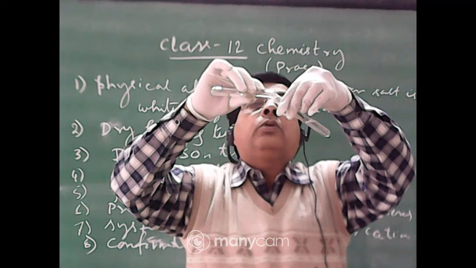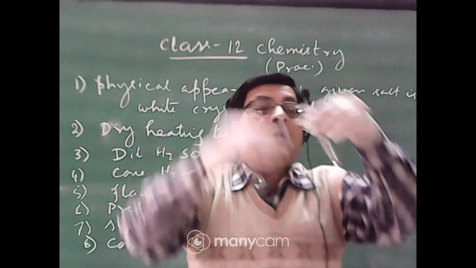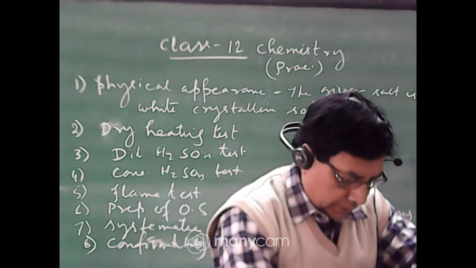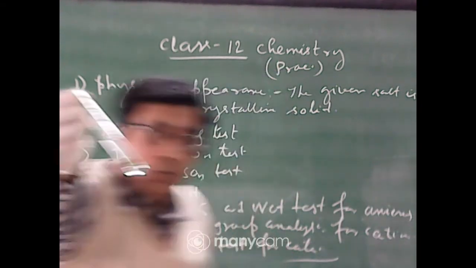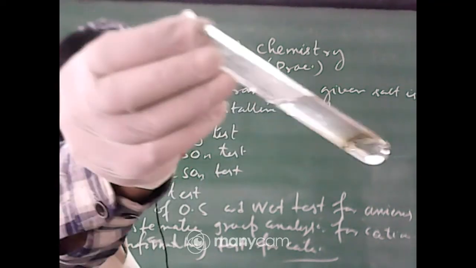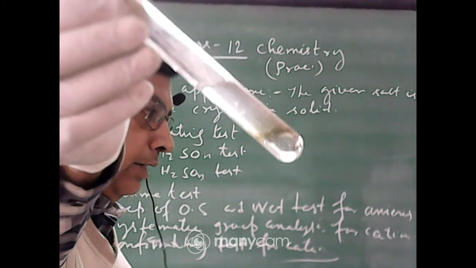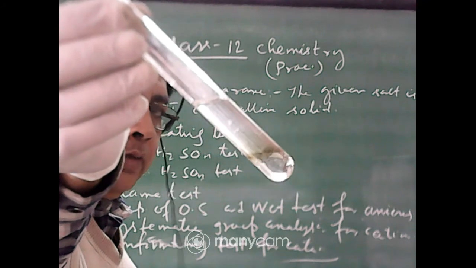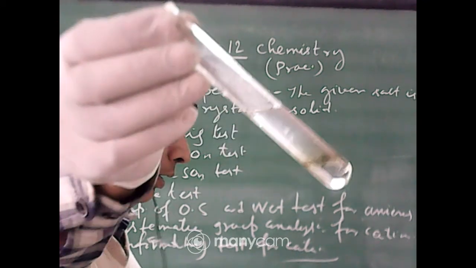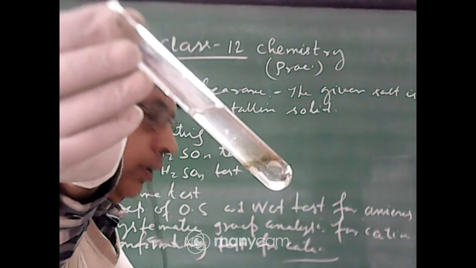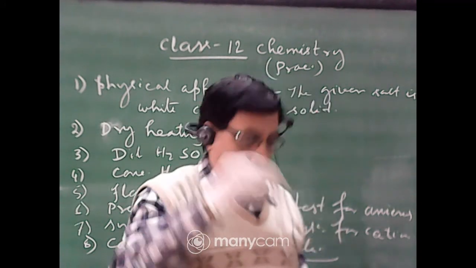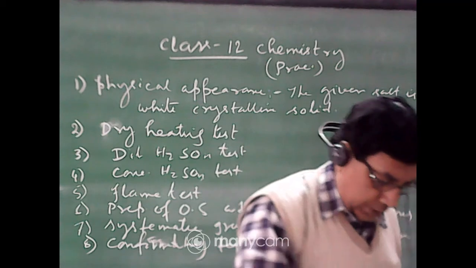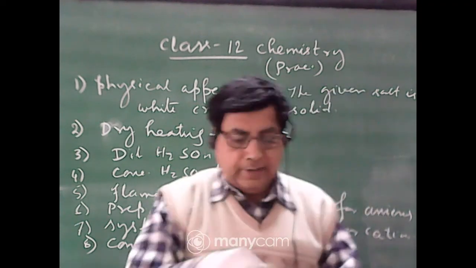And you observe a brilliant brown ring is formed. See this, a brown ring is formed. You may note this color. A brown ring is formed at the junction of the two liquids. Have you noticed it? That means the given sample contains nitrate ion. So this is an important test for nitrate ion.